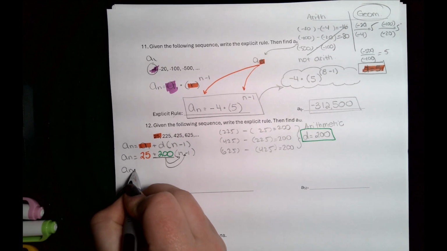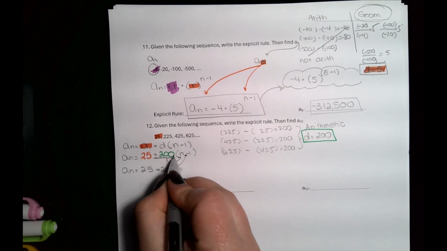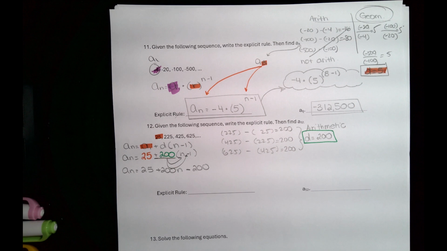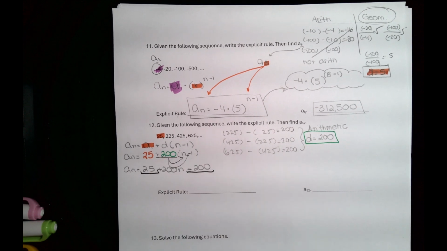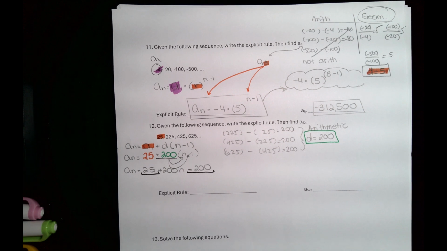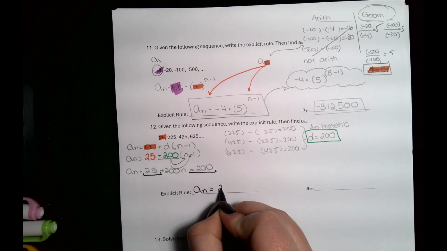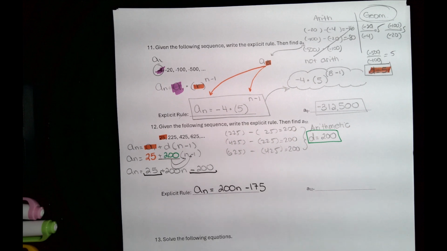So a sub n is equal to 25 plus 200n. 200 positive times a negative is a negative 200. Last step here, you're going to combine these two terms together. Use a calculator if you need to. 25 and a negative 200 is a negative 175. So our explicit rule is a sub n is equal to 200n minus 175.